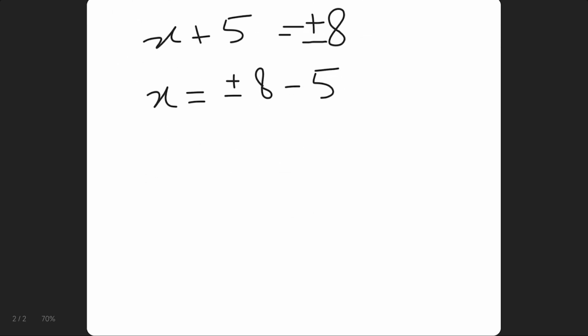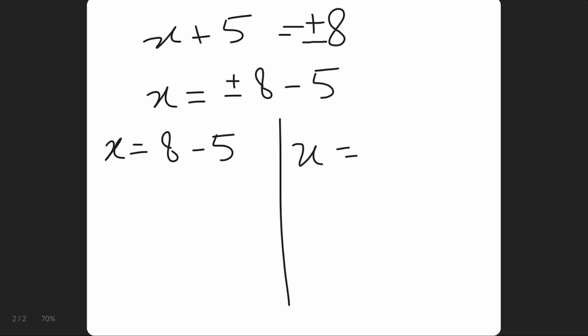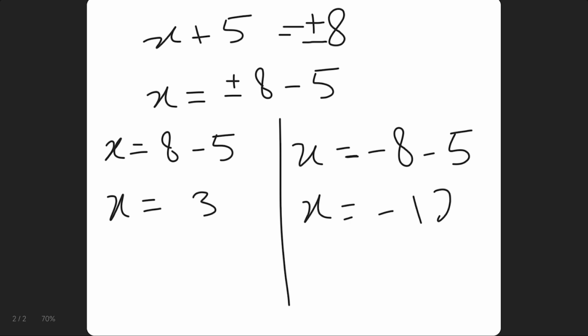So let's solve the equations both ways. One option is that we have positive 8, so x equals 8 minus 5, and the other option is that 8 is negative, so negative 8 minus 5. For the first instance we are going to get x as 3, and for the second one we are going to get x as negative 12. It's as simple as that.